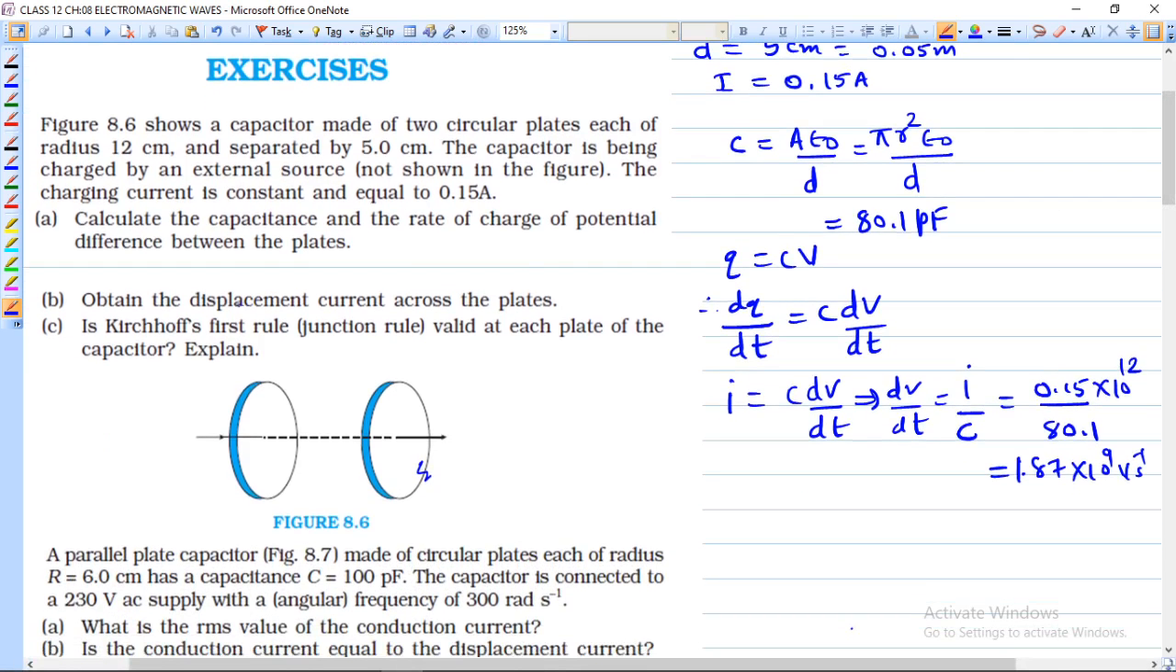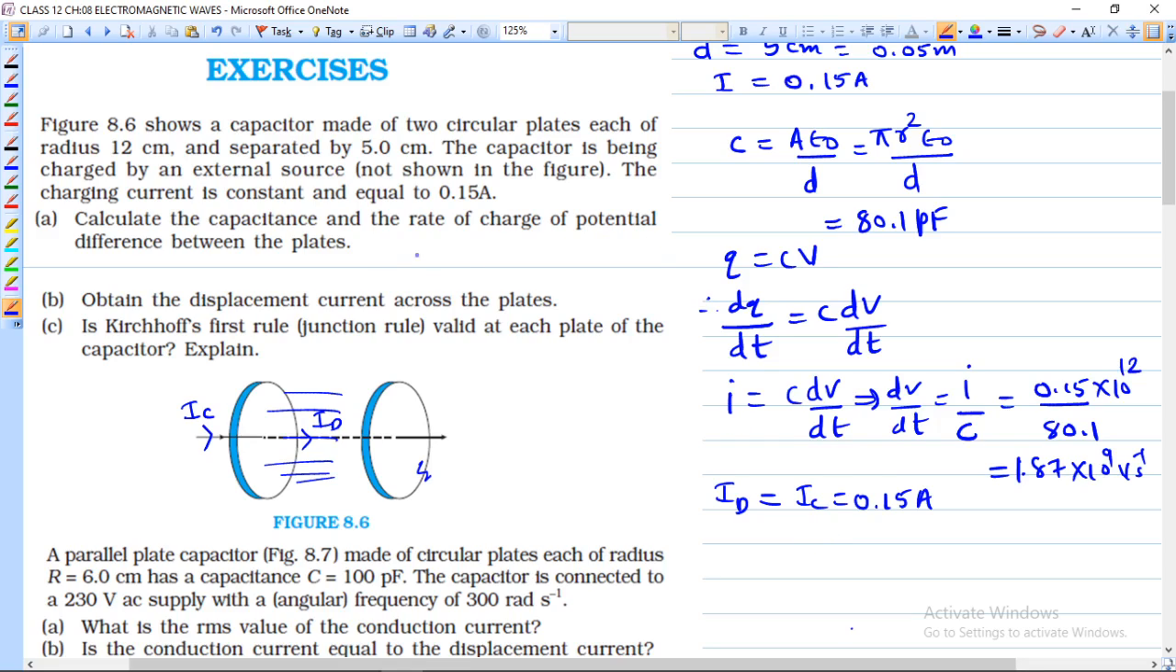What is next? We have to obtain the displacement current across the plate. Friends, let me tell you, whatever current flows here is the conduction current, and when you come into the space between the capacitor, it becomes equal to displacement current. Not here, but everywhere, the total current is the displacement current. So if it is asked what is the displacement current, we have discussed that also, that ID equals IC and it will be 0.15 ampere.